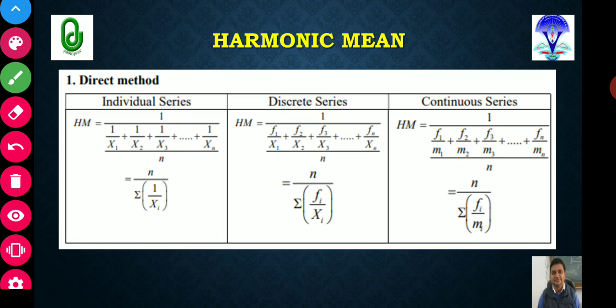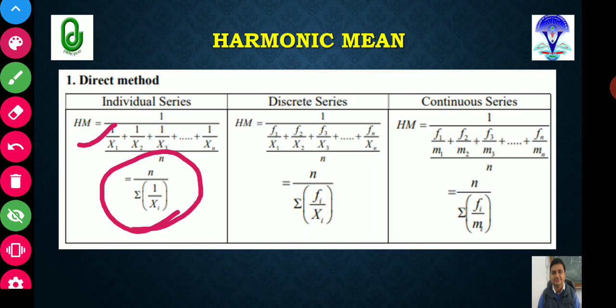Okay. Now this is the formula. With the direct method, first of all, we find the reciprocal of all the observations. Then we find the mean of all the reciprocals, and it is again made reciprocal. So after simplifying, you get this formula.